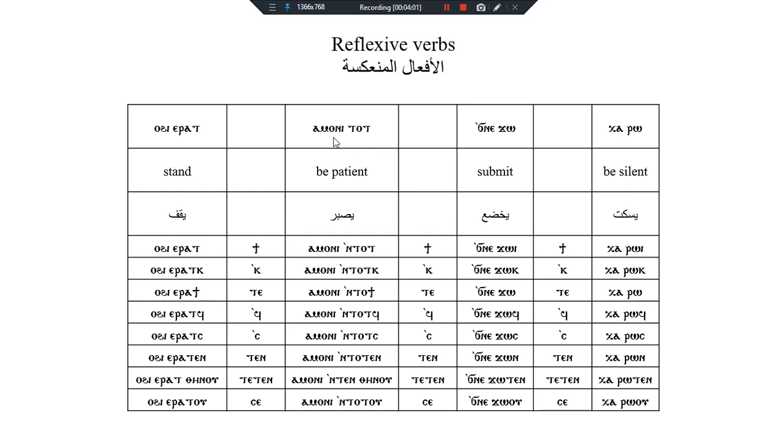Amoni means to catch. Amonitot means to be patient: amonintot, amonintotk, amonintoti, amonintotf, amonintots, amoni entoten, amoni enten sino, amoni entotu.